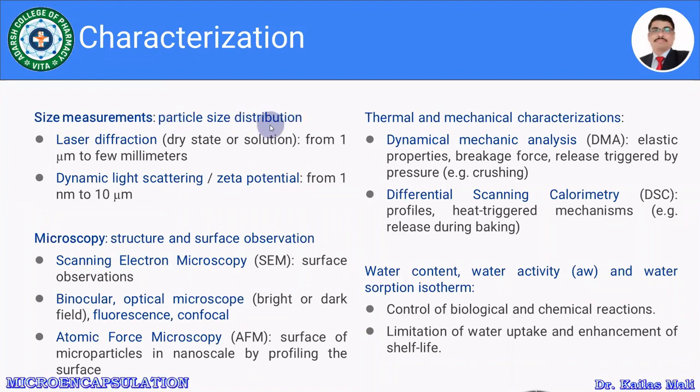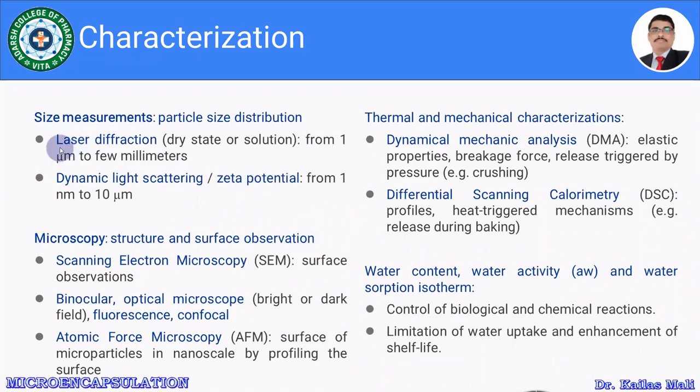Yes, there is a need to measure the particle size of the prepared microencapsulated product, and it can be done by using two methods. The very first one is the laser diffraction, and the second one is known as the dynamic light scattering. Furthermore, it is possible to get the idea about the zeta potential.